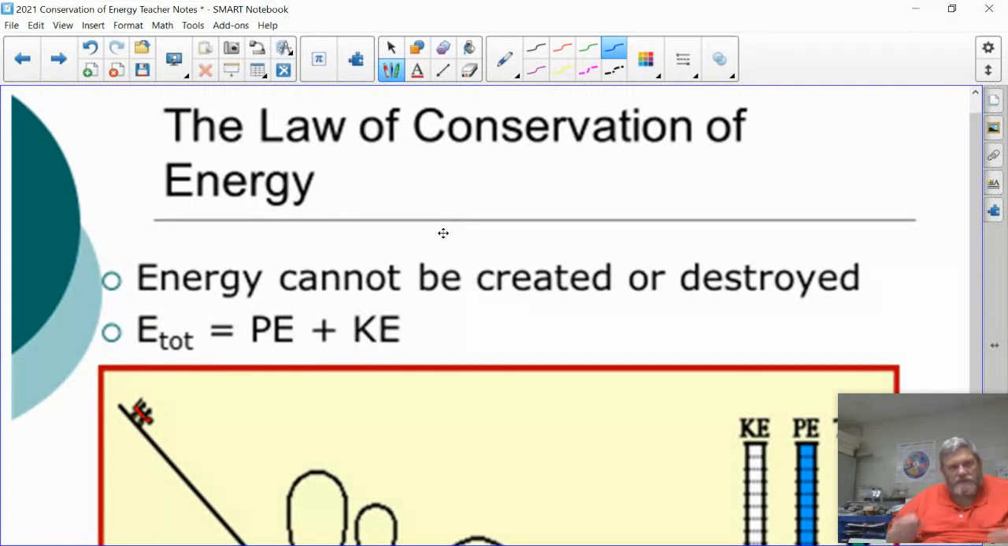It just transforms into different forms, into different types. So the total energy, mechanical energy, is PE plus KE. And so as one goes up, the other goes down, or as one goes down, the other goes up. And sometimes they get transferred to other types of forms like heat and sound and light and things like that.